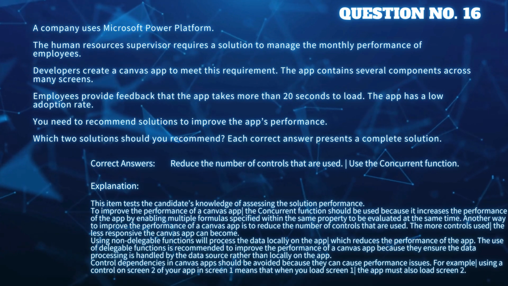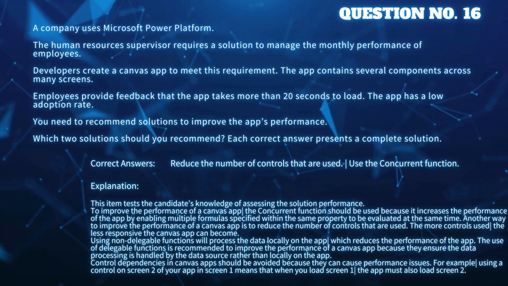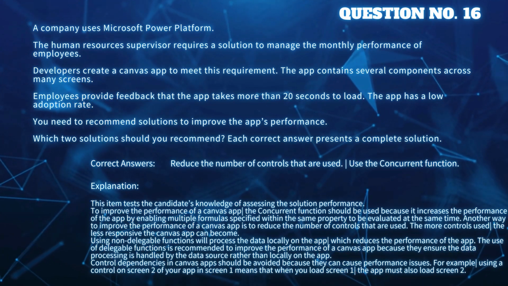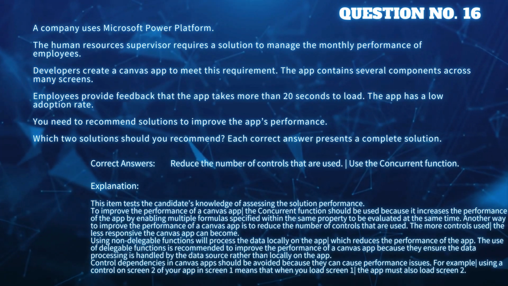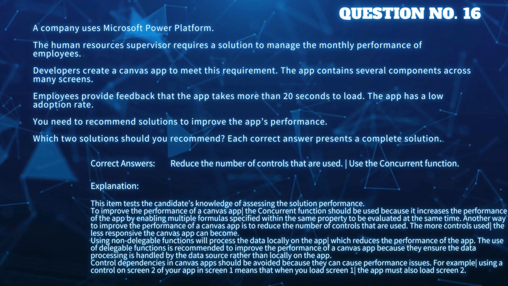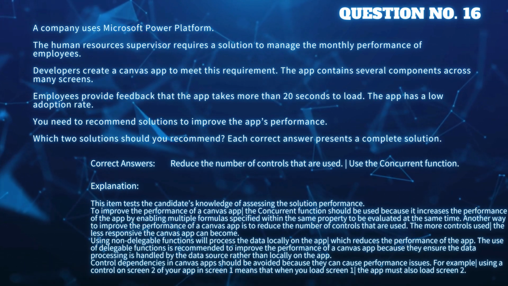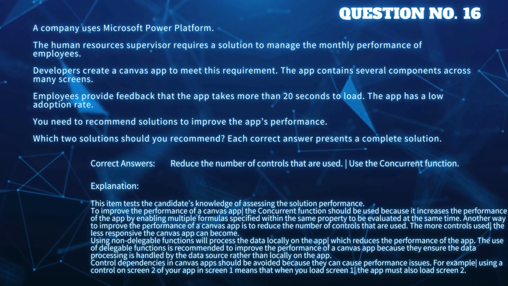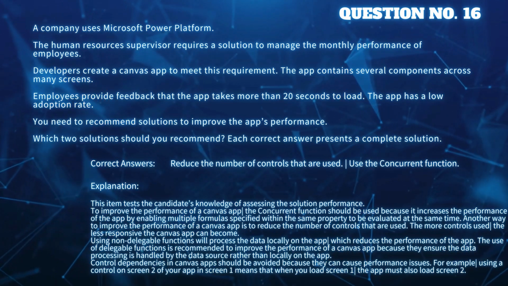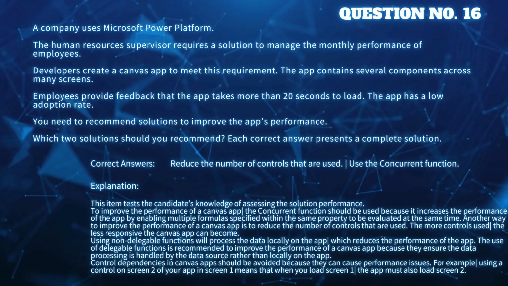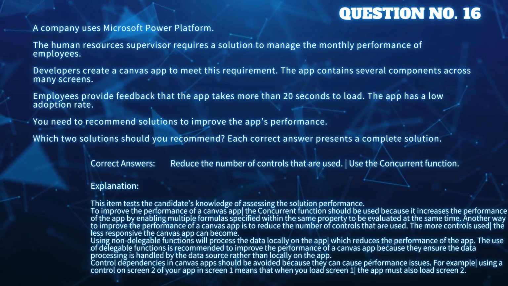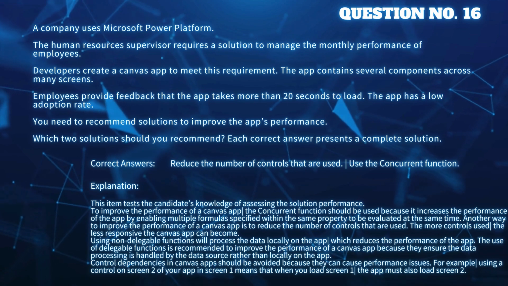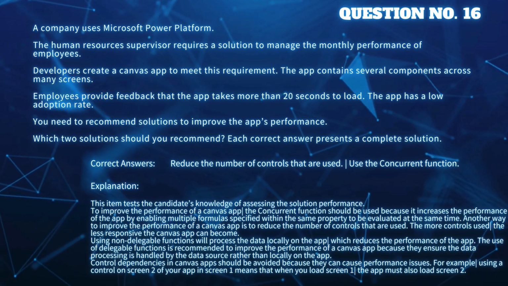Another way to improve the performance of a Canvas app is to reduce the number of controls that are used. The more controls used, the less responsive the Canvas app can become. Using non-delegable functions will process the data locally on the app, which reduces the performance of the app. The use of delegable functions is recommended to improve the performance of a Canvas app because they ensure the data processing is handled by the data source rather than locally on the app. Control dependencies in Canvas apps should be avoided because they can cause performance issues. For example, using a control on screen 2 of your app in screen 1 means that when you load screen 1, the app must also load screen 2.